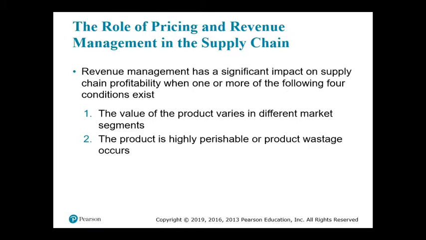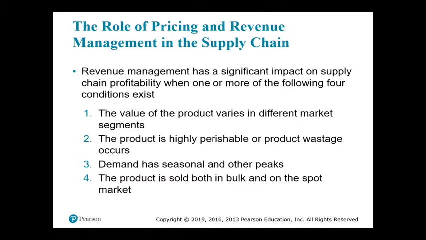Right? So basically this means the value of the product will diminish over time, and it may become completely useless or have zero value after a certain period of time. Third condition is when demand is highly seasonal or have a lot of peaks and valleys. And fourth condition is that we have a mixture of markets where the product is sold.